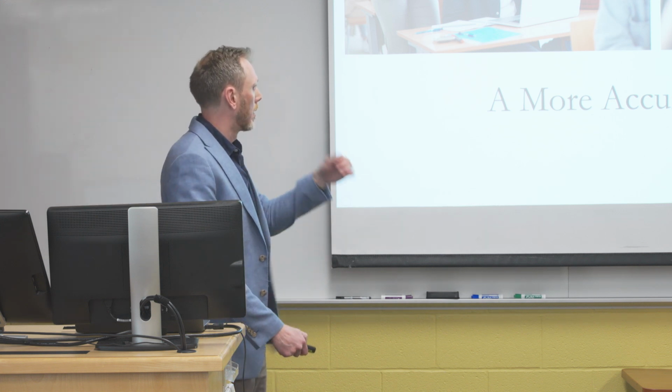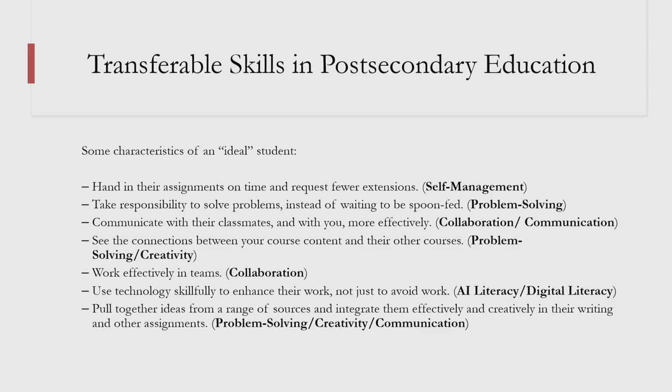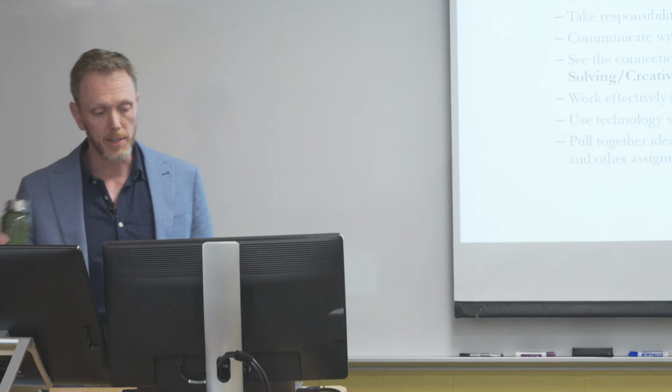So if I return now to that list that I showed you before, the characteristics of a quote-unquote ideal student, and keeping in mind that Skills for Success model that I showed you, you can see that each one of these traits corresponds to its own transferable skill. So if the student hands in their assignments on time and requests fewer extensions, they have the skill that is self-management, time organization. If they take responsibility to solve problems instead of waiting to be spoon-fed, this is problem solving. Communicate with their classmates and with you more effectively, this is collaboration or communication.